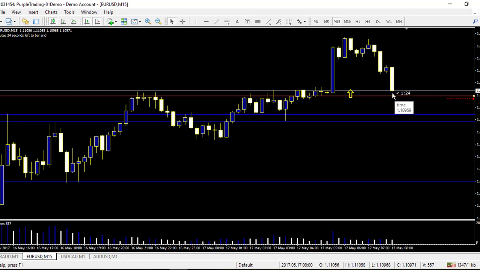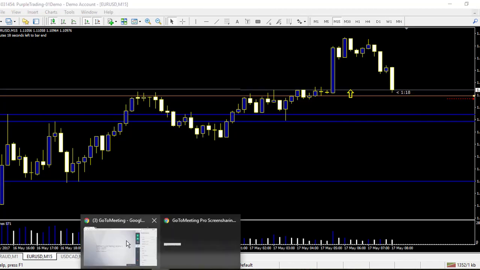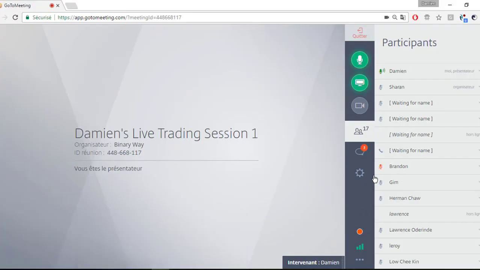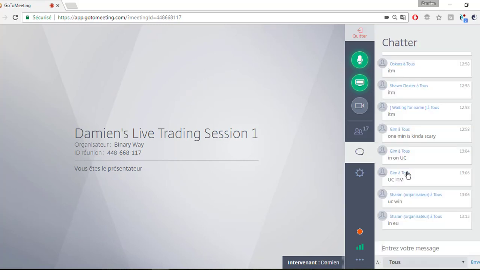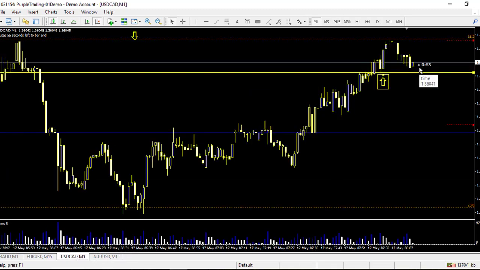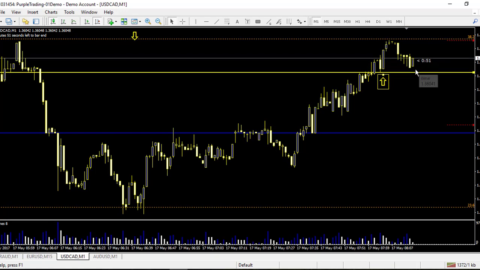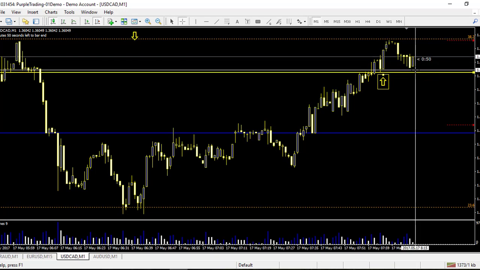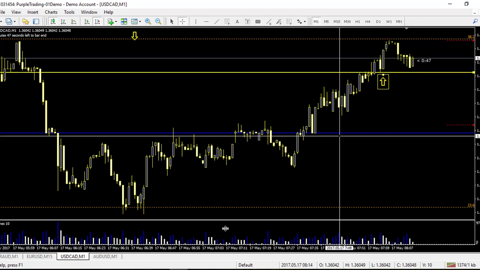This is the next level, but this big candle doesn't inspire a lot of trust. Is anyone in this trade for a call on Euro USD? In on USD CAD? Sorry. Okay, I wish you luck, because it didn't touch exactly my level, but the rejection seems to be good, so why not?